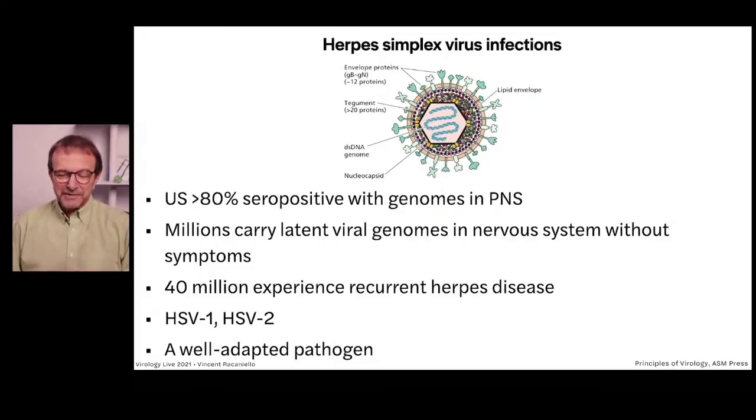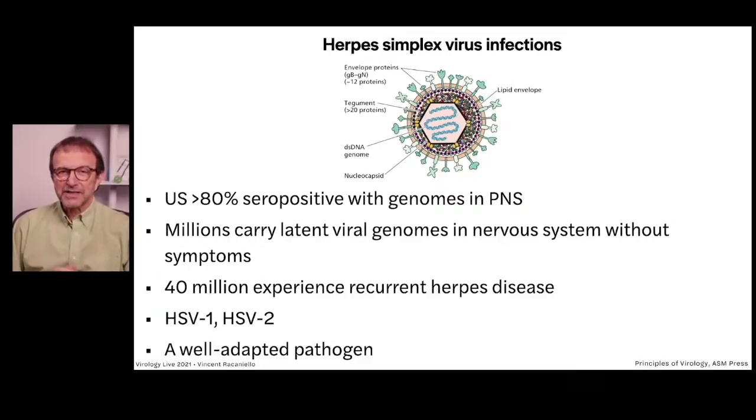Millions of people do, and actually they don't have symptoms, like me. They never get a cold sore. But 40 million people in the U.S. experience recurrent herpes disease in the form of cold sores or genital lesions. There are two herpes simplex viruses, herpes simplex 1 and herpes simplex 2. And we used to say 1 infects the oral mucosa, 2 below the belt, as my colleague Saul Silverstein used to say. He's the one who told me, unlike love, herpes is forever.